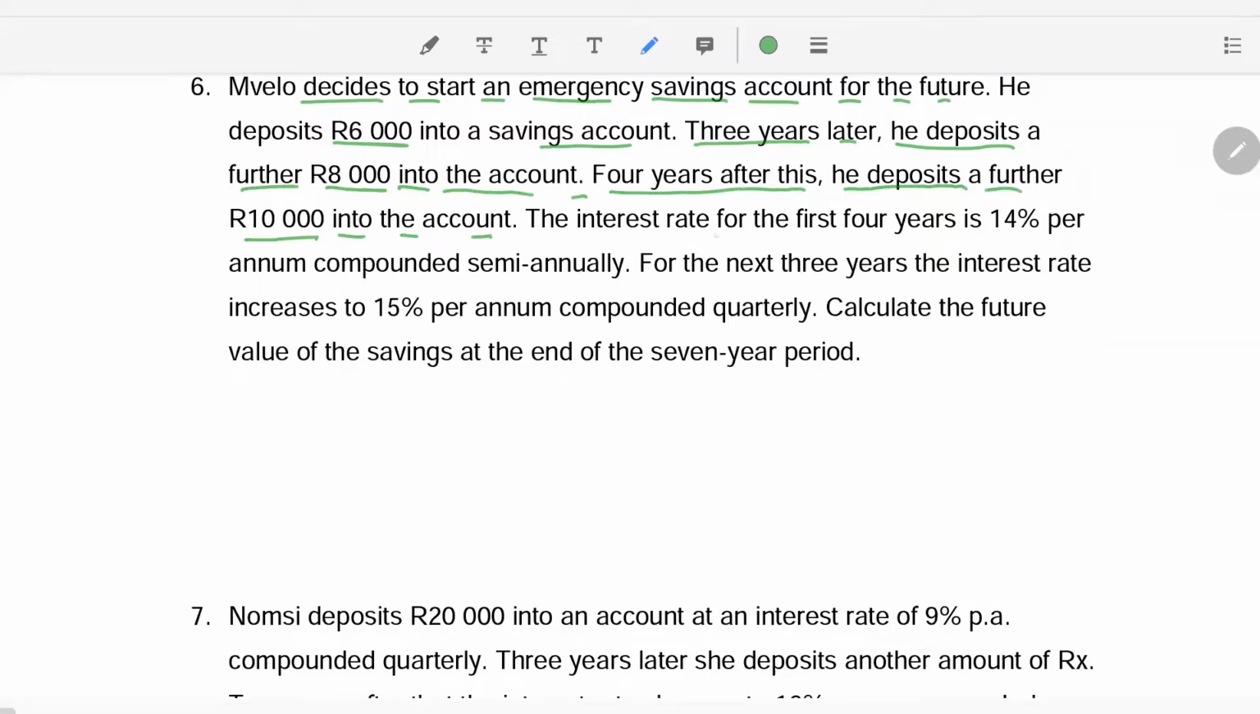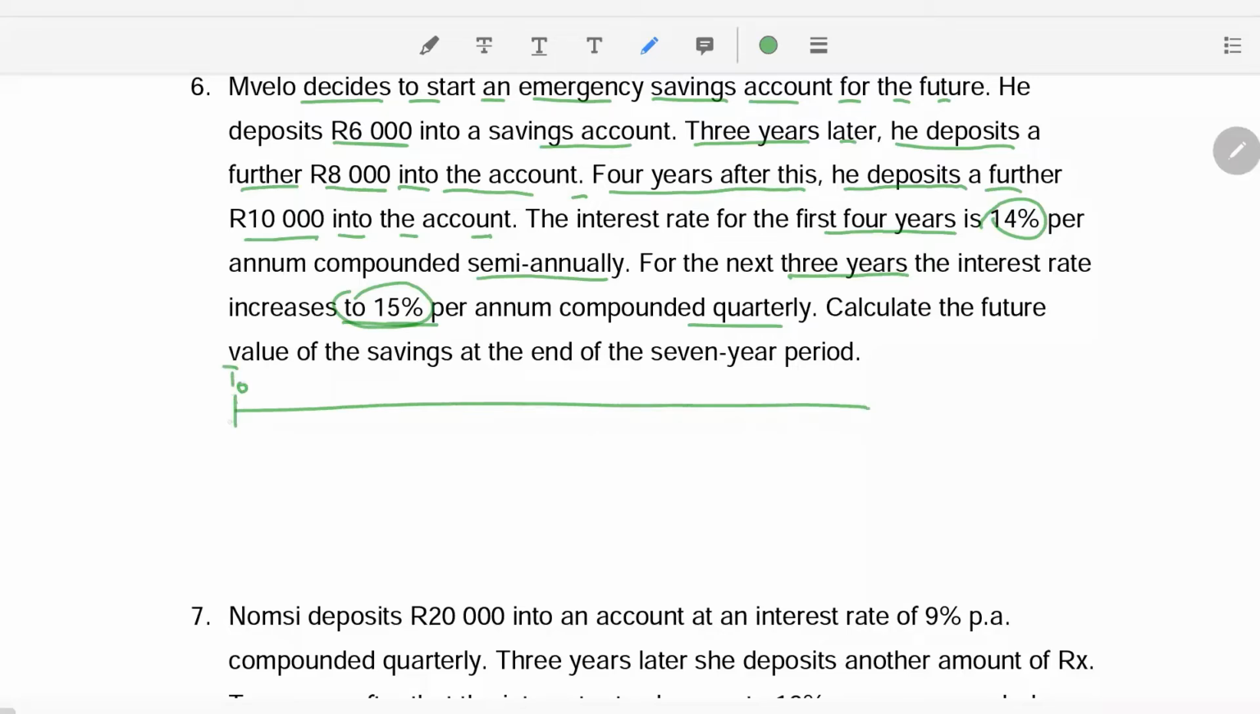The interest rate for the first 4 years is 14% per annum compounded semi-annually. For the next 3 years, the interest rate increases to 15% compounded quarterly. So we have 2 interest rates within the same account, which has 3 different transactions. So to visualize this, we need our timeline.